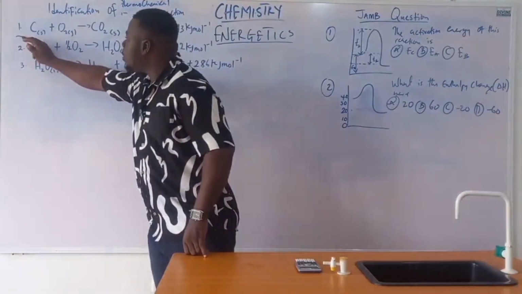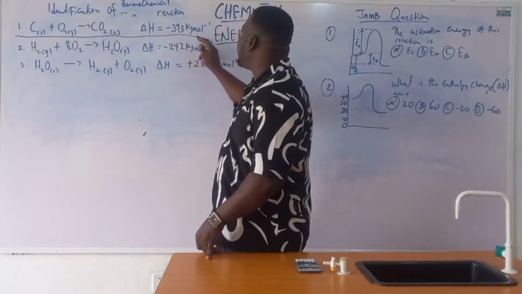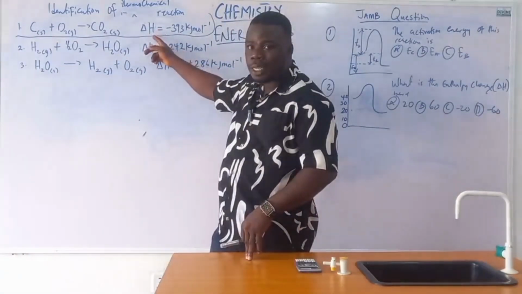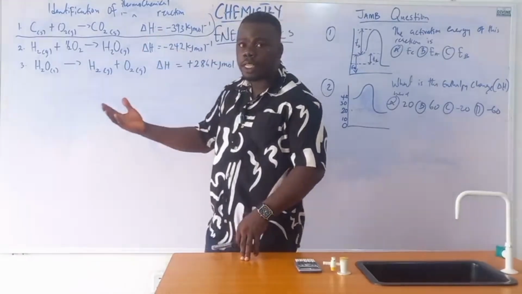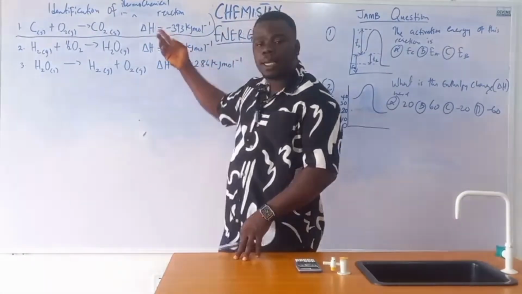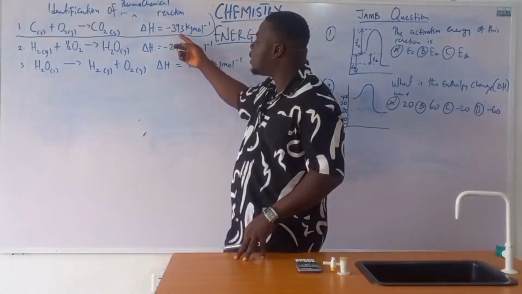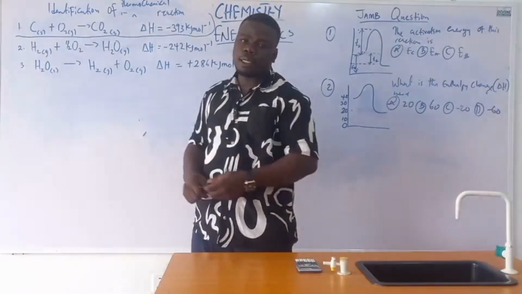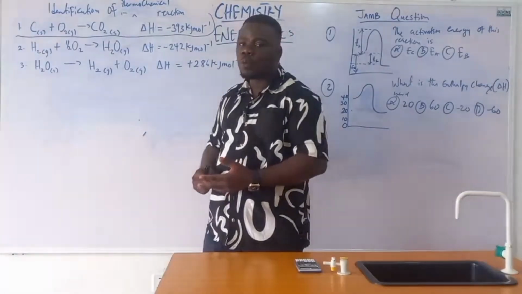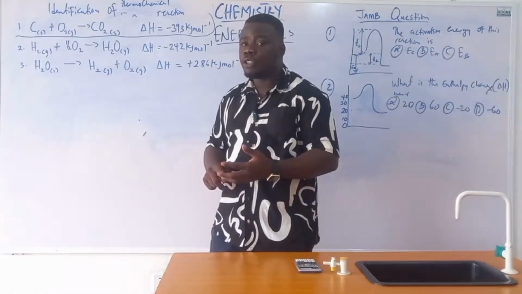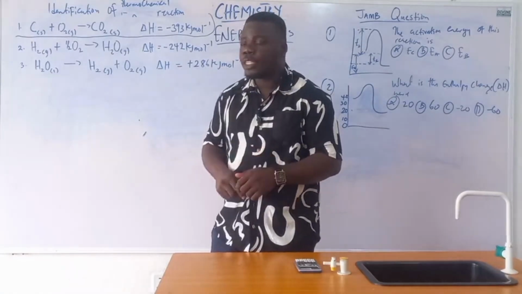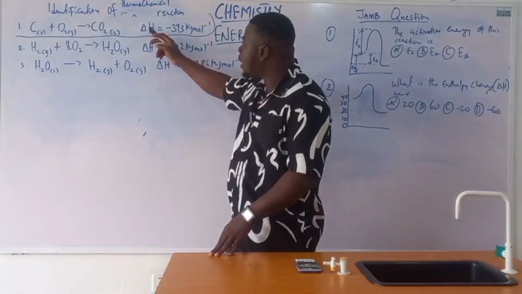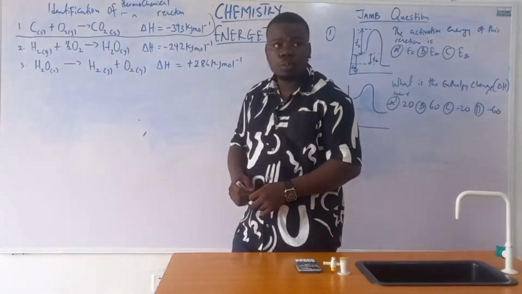Now, in reaction number 1, at the end of the day, we are given a value for delta H. Delta H is a type of change. Now, what is the value? It is negative 393 kilojoule per mole. Now, recall when we look at the schematics of exothermic and endothermic, we said that exothermic is a negative change, endothermic is a positive change. So, following this clue that was provided, delta H is equal to negative 393 kilojoule per mole.